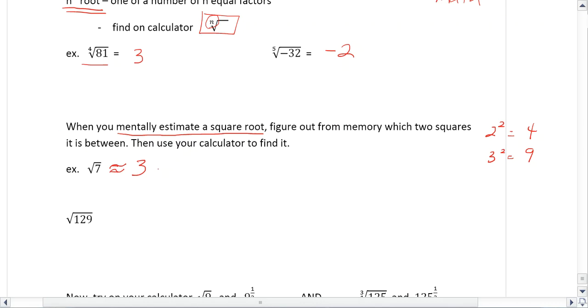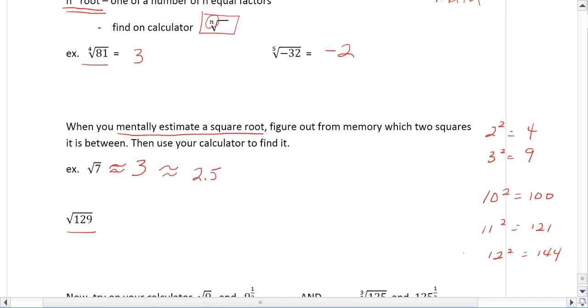When I think about it, a more accurate estimate to this square root would be about 2.5. So let's look at the square root of 125. And so we're thinking again to the ones that we know. 10 squared is 100, 11 squared is 121, and 12 squared is 144.